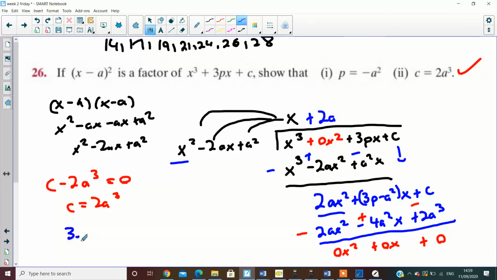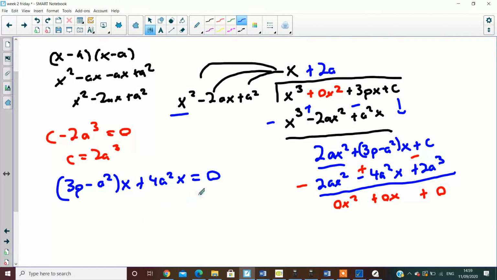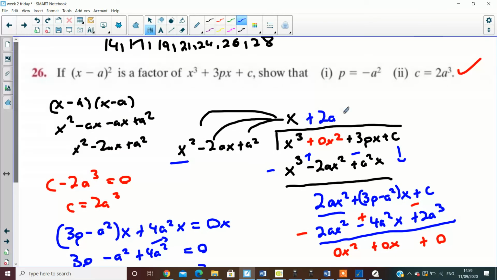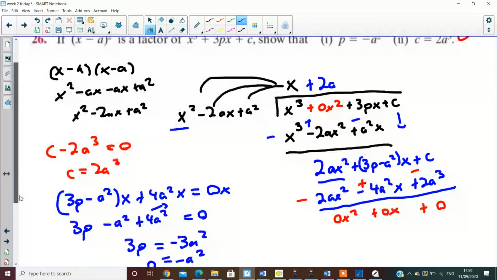3p minus a squared x plus 4a squared x equals 0x. Cancel your x's and you get 3p minus a squared plus 4a squared equals 0. 3p, bring them over to the other side and get minus 3a squared. Then you get p equals minus a squared. I think that's what I was asked for, was it? Yep. Done and done. Alright, you're on to 28.